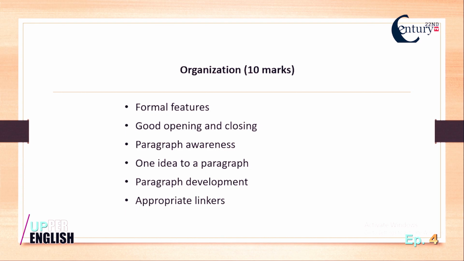Now we come to organization. That is the second parameter examiners have got to look at when they mark your script. It goes for 10 marks. So these are the things it entails. 1, formal features. If you want to write a letter, for example, an informal letter, you have to understand its structure, meaning an informal letter has got 1 heading, what we call address.